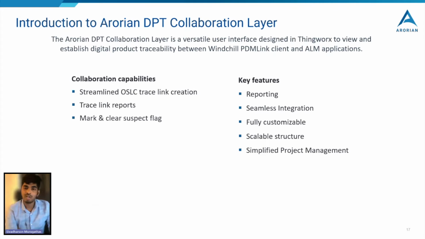So the Aurorian DPT collaboration layer is designed to overcome the challenges in out-of-the-box DPT integration. It is basically a user interface designed on top of PTC's DPT solution using ThingWorx mashup and REST services. So using this tool, we can create OSLC trace links in Windchill for different object types. We can view a report of existing trace links available in the Windchill server. This also enables us to mark and clear the suspect flags from the OSLC link without having to navigate the Windchill objects.